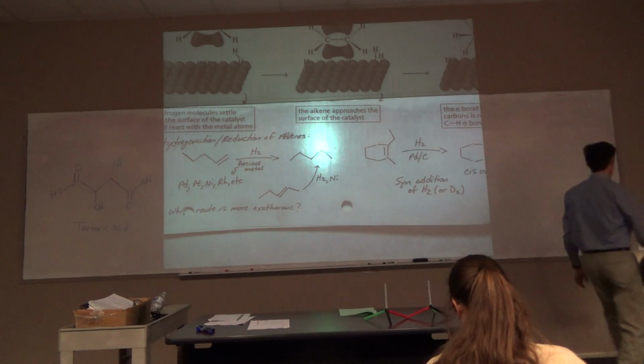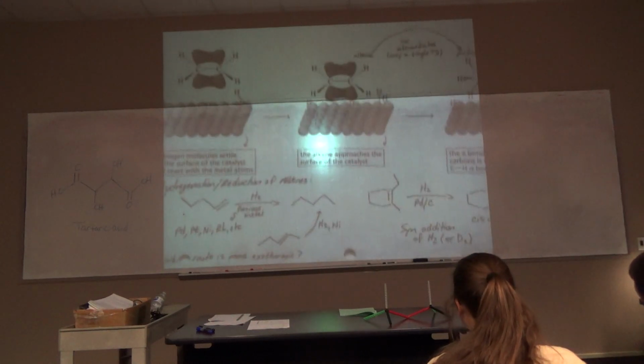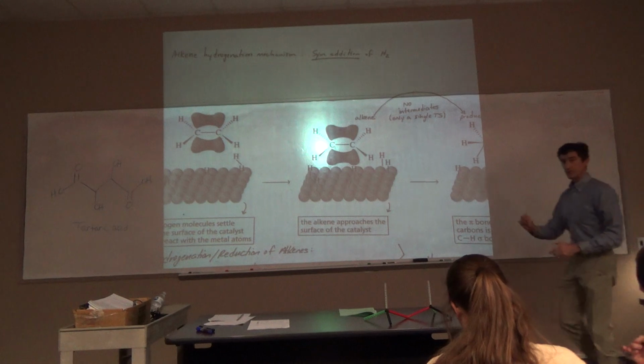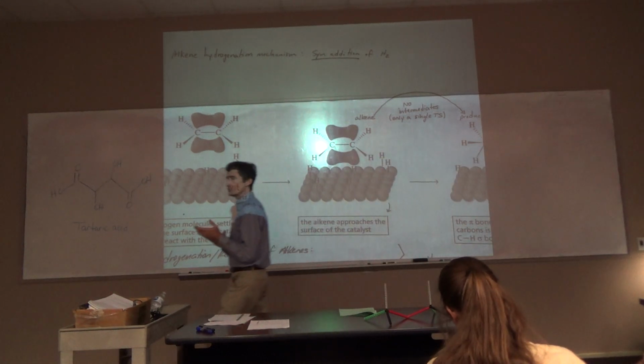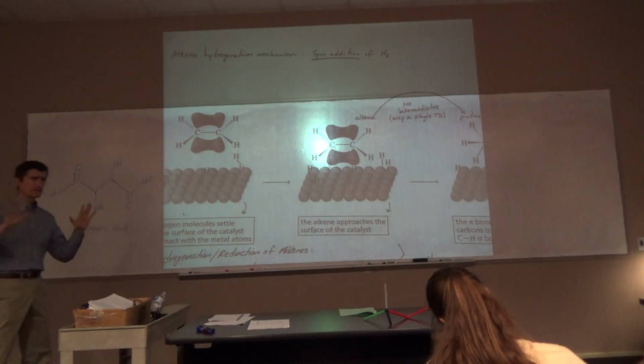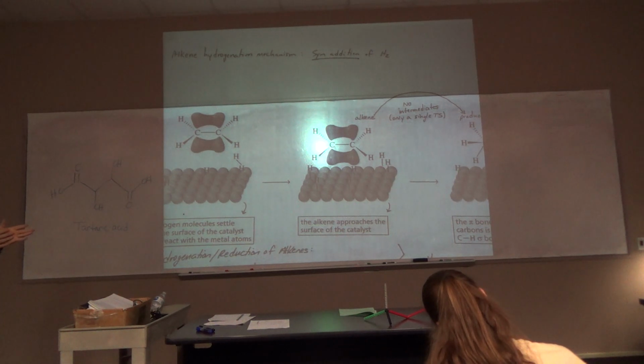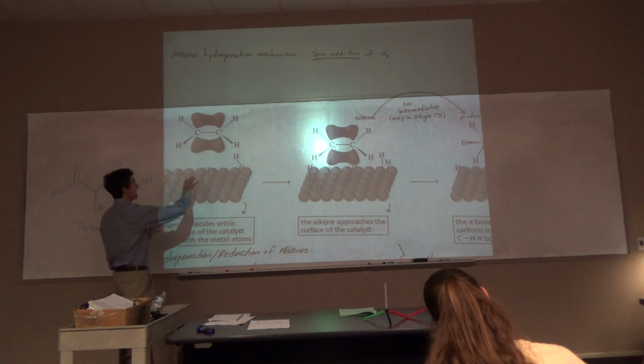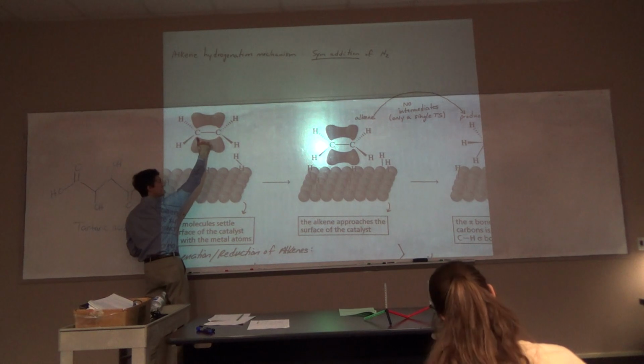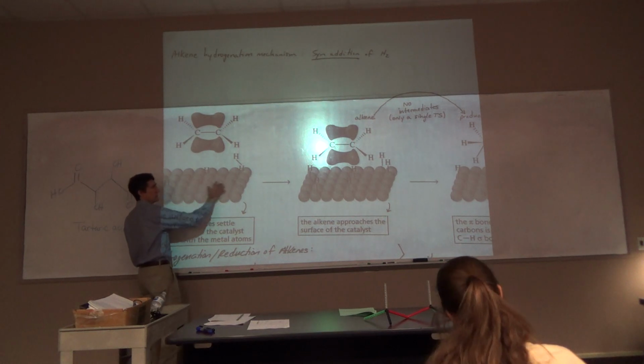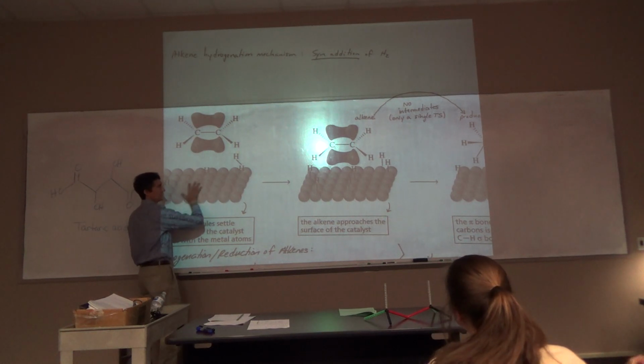Mechanism is shown at the top. It is not well defined. We will not be using any arrow movement. We just sort of look at it a little bit so it's not entirely magic. The alkene, the pi bond particularly, approaches the metal face. Okay, these are like the metal atoms.